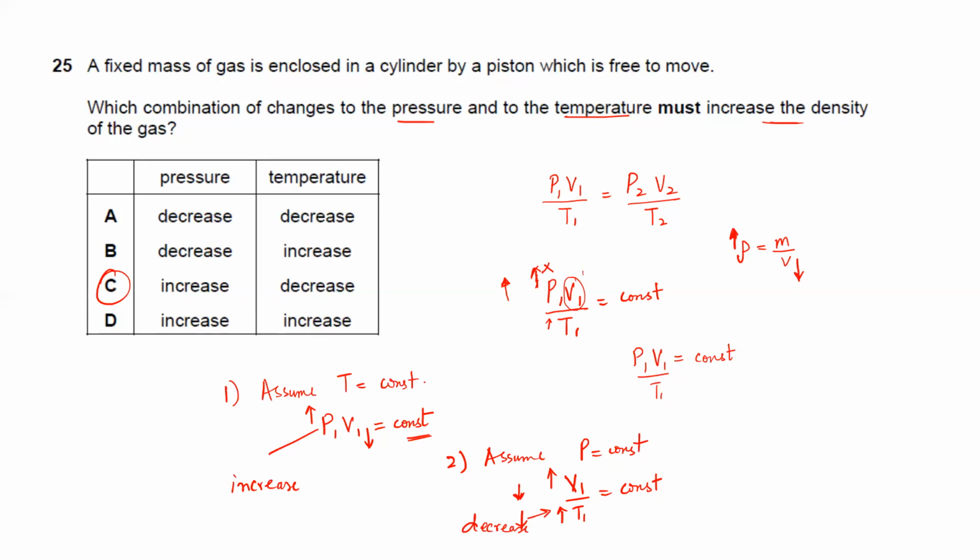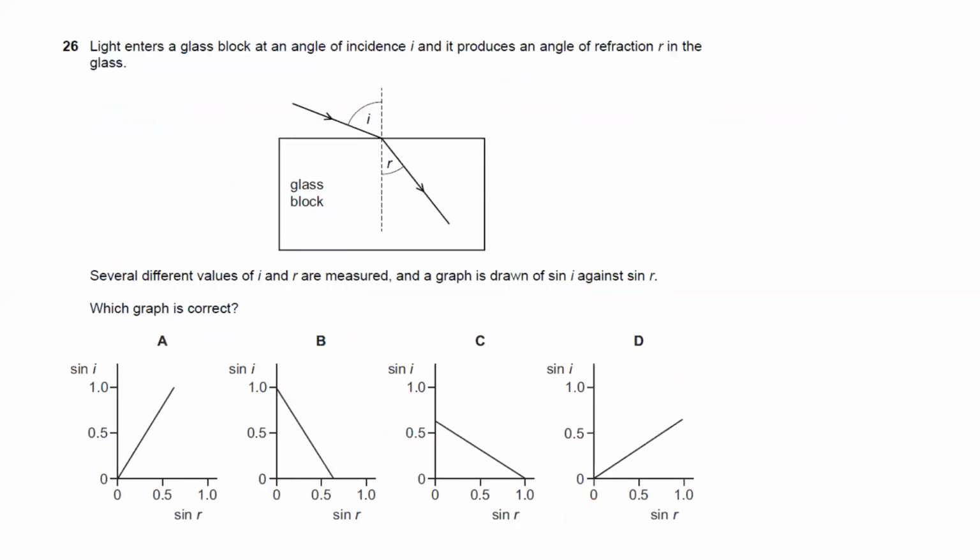Then next question, question 26. It says light enters a glass block at an angle of incidence I and produces an angle of refraction R in the glass. So this is my angle of incidence and this is my angle of refraction. Several different values of I and R are measured, and a graph is drawn of sine I against sine R. Which graph is correct? So this is air and this is glass. So the refractive index of air and the refractive index of glass.